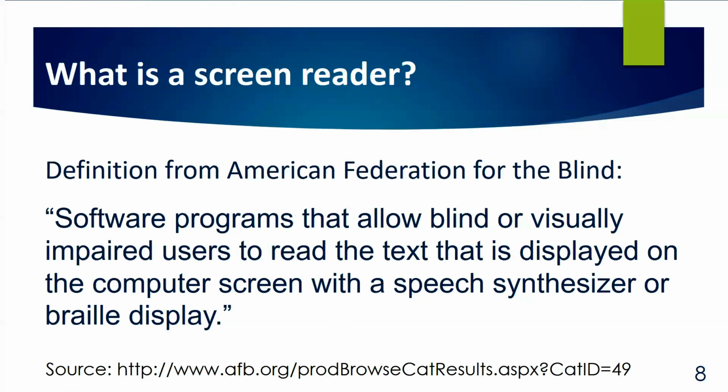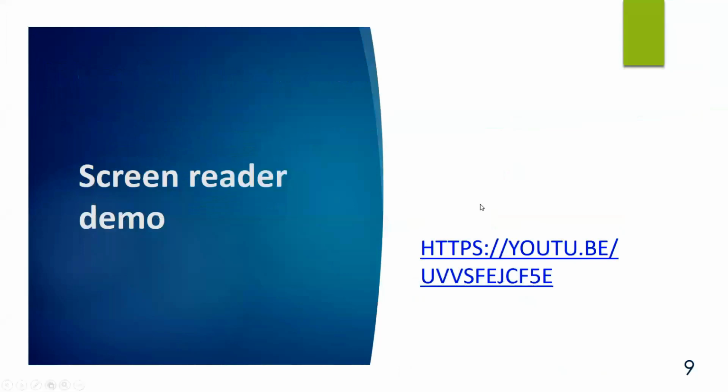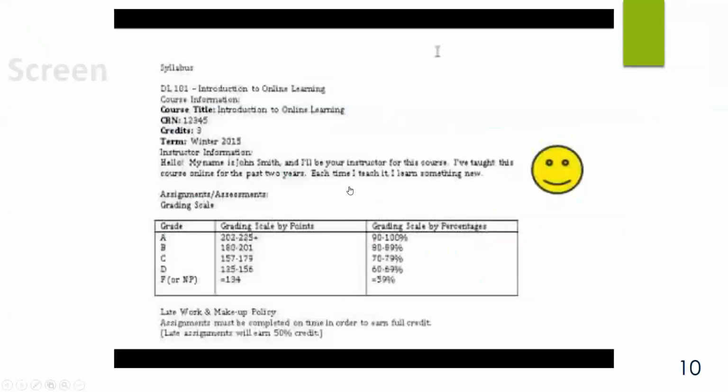So a screen reader is a software program that allows blind or visually impaired users to read the text that is displayed on the computer screen with a speech synthesizer or braille display. Some people think, wow, if you're blind, you can't use the computer. Well, it's a different way of using the computer, and that's why I want you to think about what a screen reader is. It basically reads the text on the screen to the low vision or blind user. And so I'm going to do a quick screen reader demo so you can hear what that's like. And if I'm in luck, this is going to play.